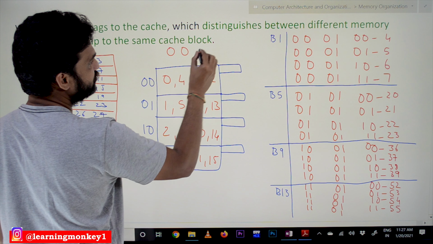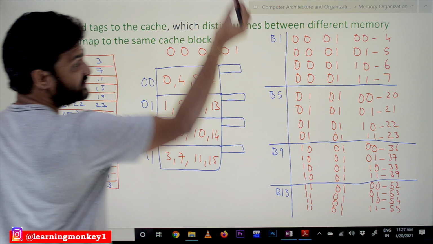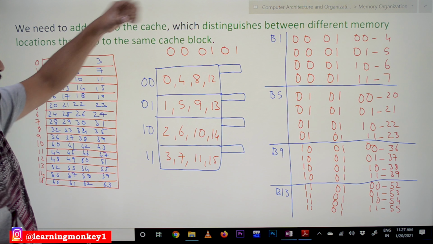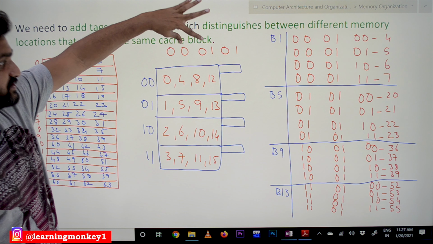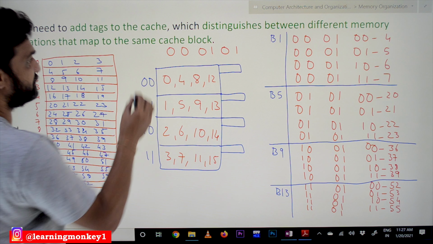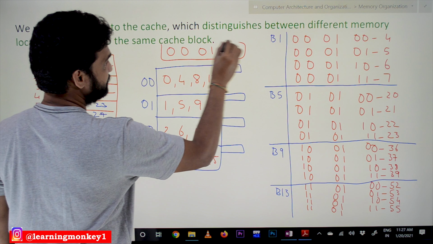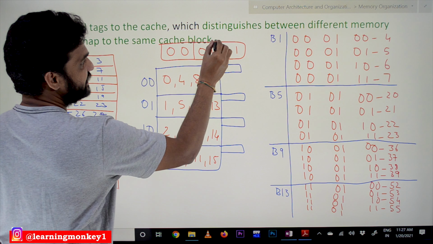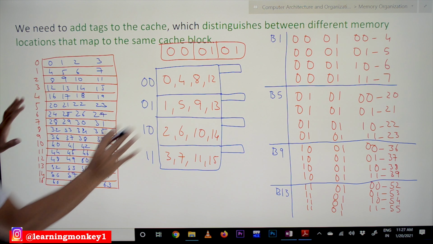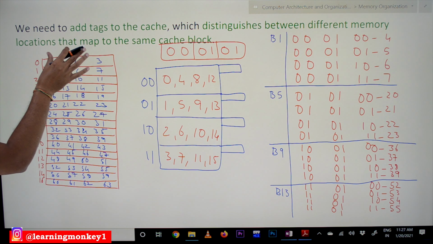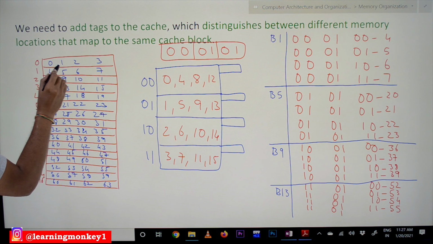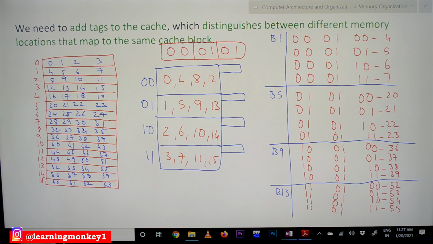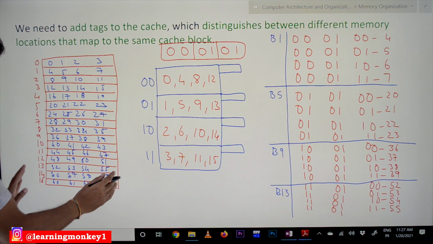The bits that we have are 000101. This is the address. Using this address we have to check whether the word is present in the cache memory or not. These two bits are called tag bits. This is the cache memory and this is the main memory, and this is how the blocks are divided. Block 0 is going to have words 0, 1, 2, 3, block 1 is going to have 4, 5, 6, 7, and block 15 is going to have words 60, 61, 62, 63 in the main memory.